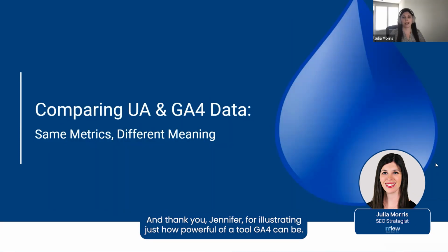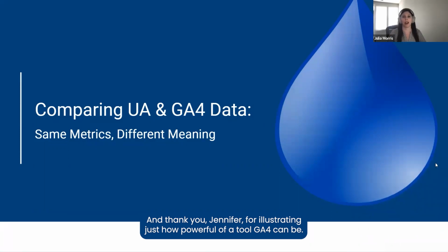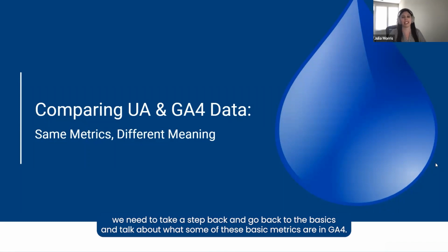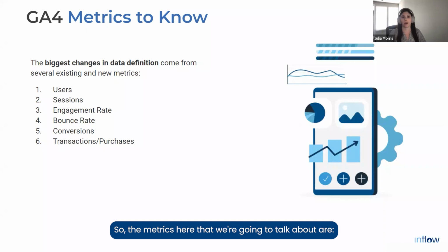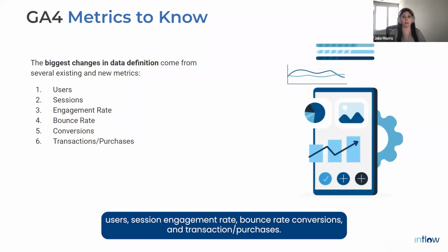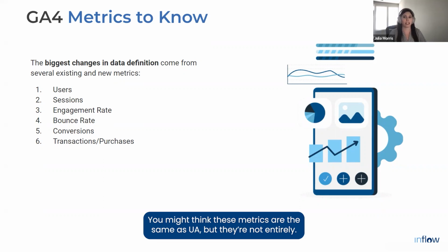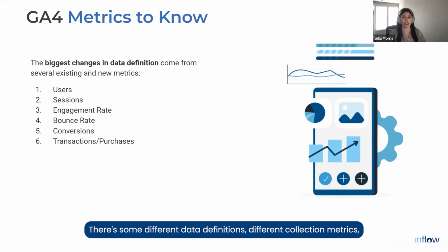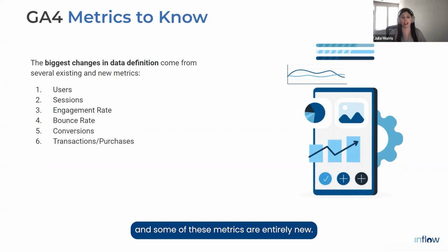Thanks, Kate. And thank you, Jennifer, for illustrating just how powerful of a tool GA4 can be. However, before Mike gets into showing us just how we can use all this GA4 data, we need to take a step back and go back to the basics and talk about what some of these basic metrics are in GA4. So the metrics here that we're going to talk about are users, session, engagement rate, bounce rate, conversions, and transactions/purchases. You might think these metrics are the same as UA, but they're not entirely. There's some different data definitions, different collection metrics, and some of these metrics are entirely new.